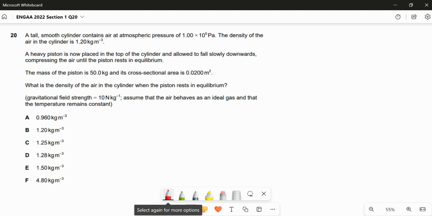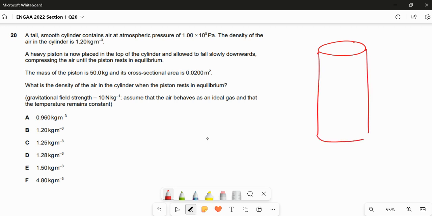A tall smooth cylinder contains air at atmospheric pressure 1 times 10 to the 5 Pascal. So that pressure is 10 to the 5. The density of the air in the cylinder is 1.2. So that's the standard density of air at surface level.